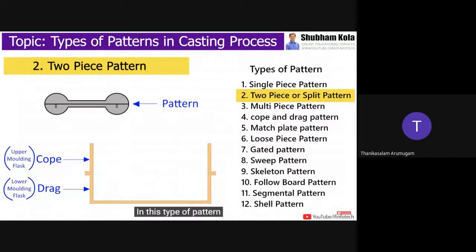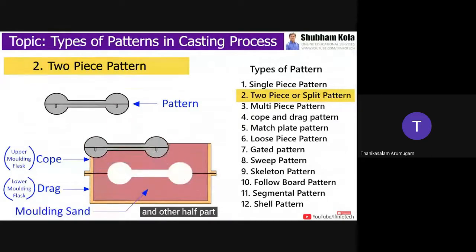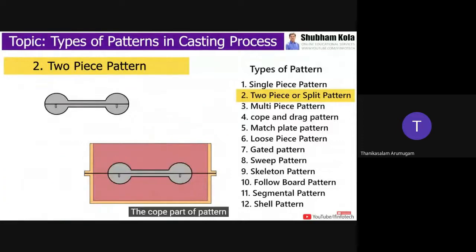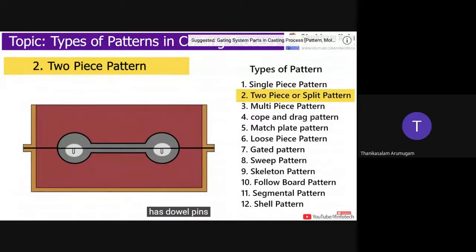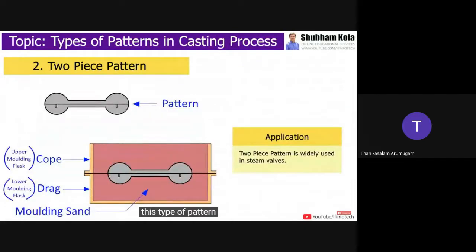In this type of pattern, one half part is always molded in the drag and the other half part is molded in the cope. The cope part of the pattern has dowel pins. These dowel pins are used to align the two halves of the two-piece pattern. Holes in the drag half match exactly with the dowel pins. This type of pattern is widely used in steam valves.